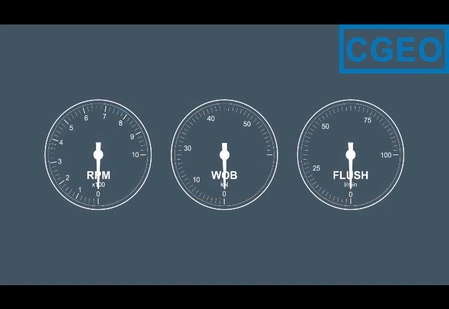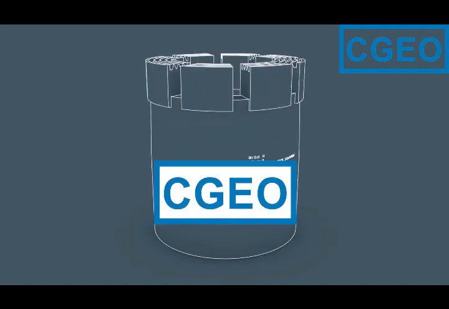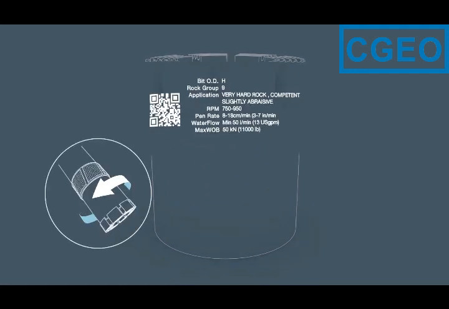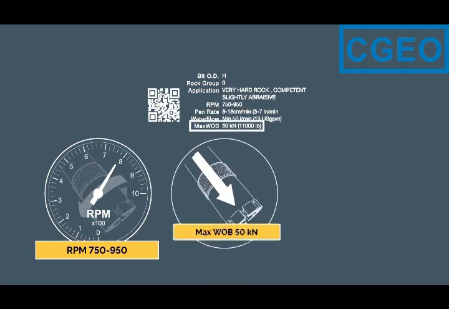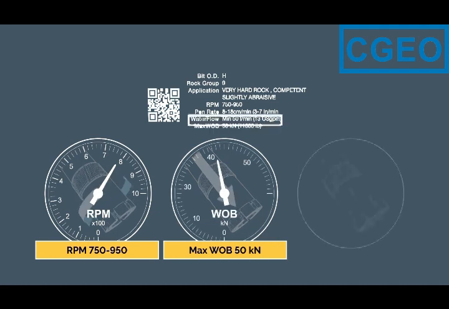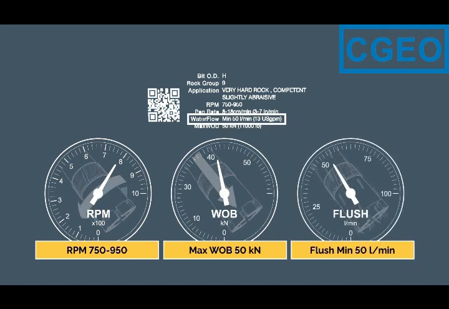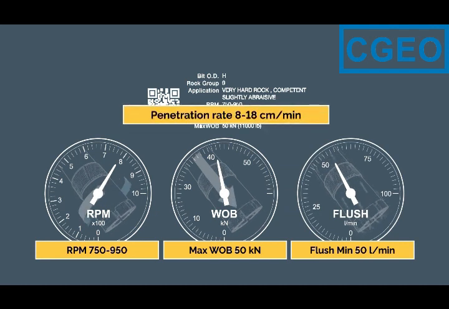It is also important to choose the right drilling parameters, corresponding to the matrix hardness and the rock hardness. For example, if this H-size bit is used in very hard rock with an RPM between 750 and 950, maximum weight on bit, also called WOB, of 50 kN, and water flow higher than 50 liters per minute, you can expect a penetration rate between 8 to 18 centimeters per minute. Following these parameters will maximize bit life.